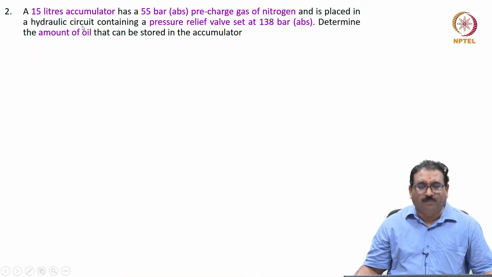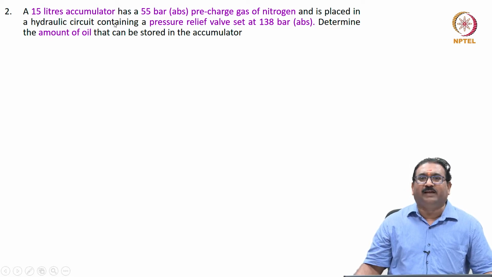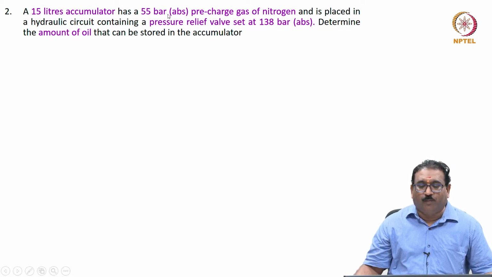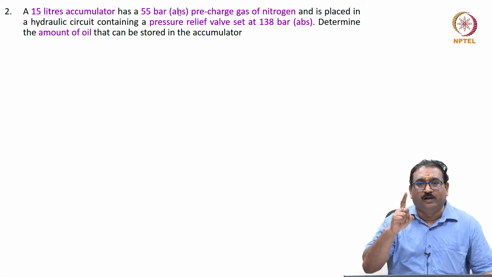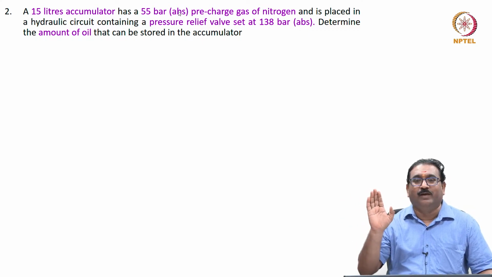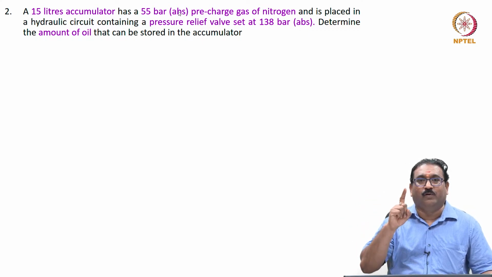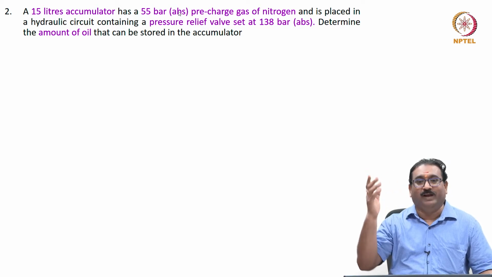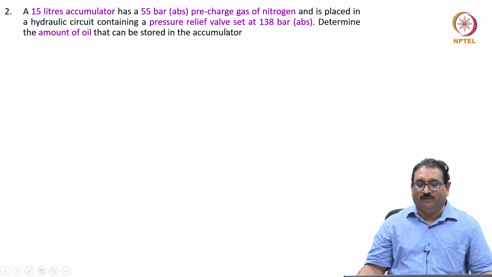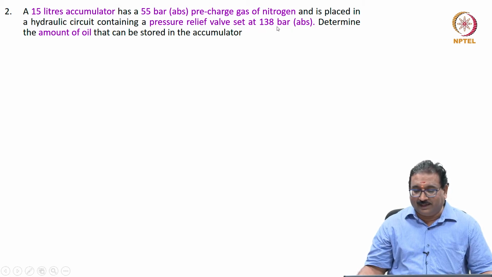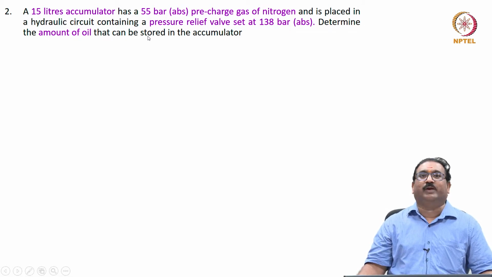Now, we will move on to one more problem. A 15 liters accumulator has a 55 bar absolute, very important. If they are given absolute, automatically you will use the same value. If they are given the gauge pressure, be careful, you have to add 1 bar to get the absolute value. Precharged gas of nitrogen and is placed in a hydraulic circuit containing a pressure relief valve at 138 bar absolute. Determine the amount of oil that can be stored in the accumulator.